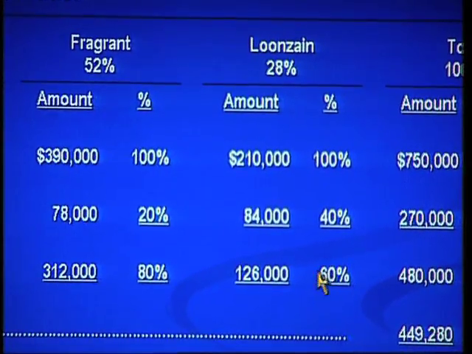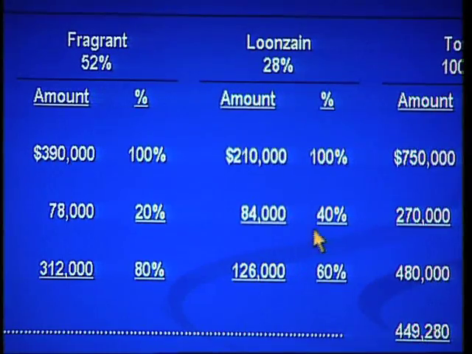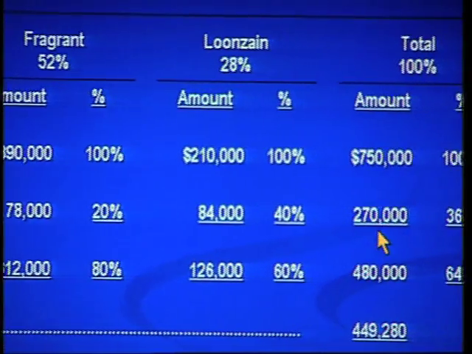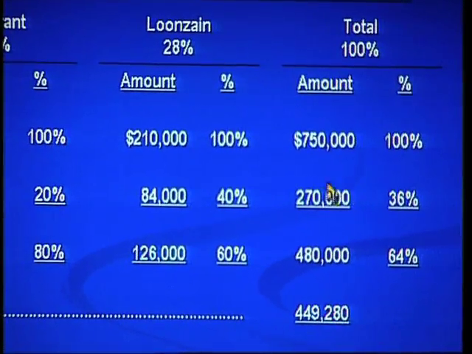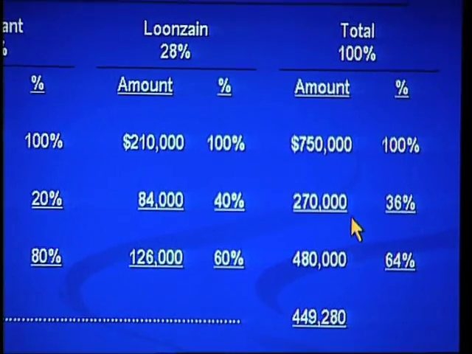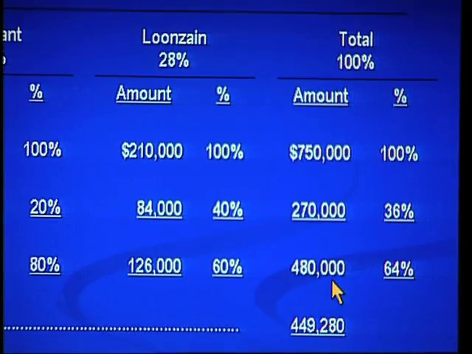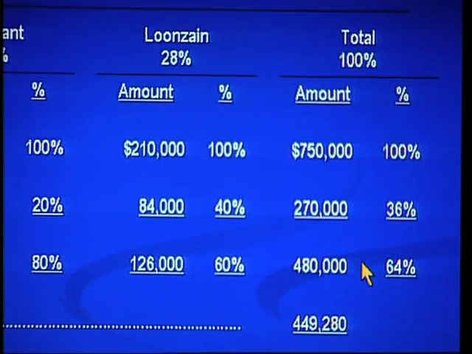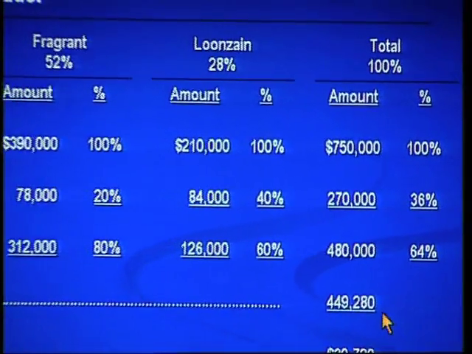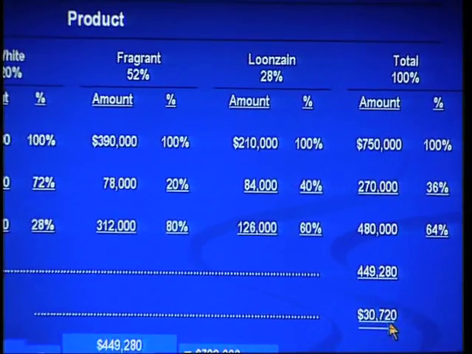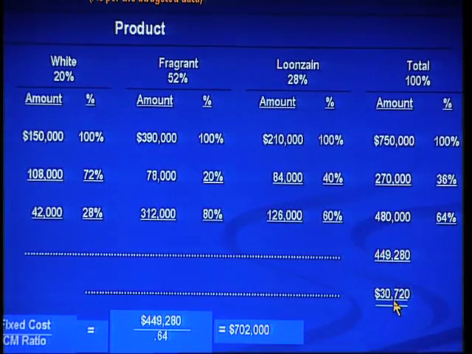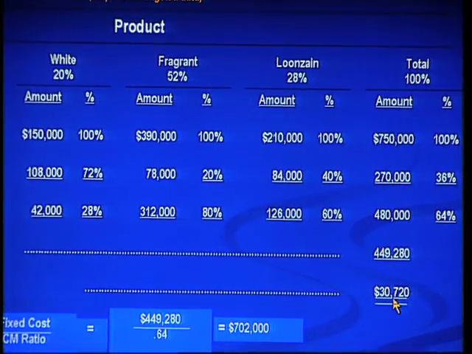contribution margin is 60%. The overall total variable expense of the organization is $270,000, which is 36% of sales, and the total contribution margin is $480,000, which is 64% of sales. The total fixed cost is $449,280. So there is a net operating income of $30,720 as per the budgeted income statement.